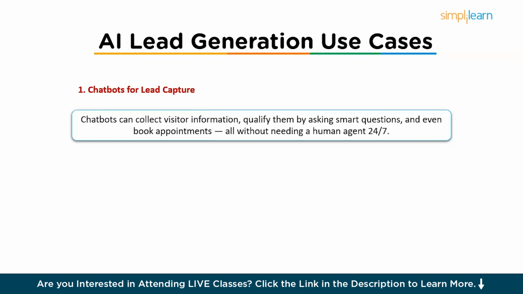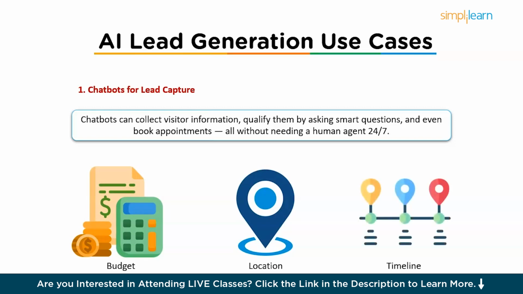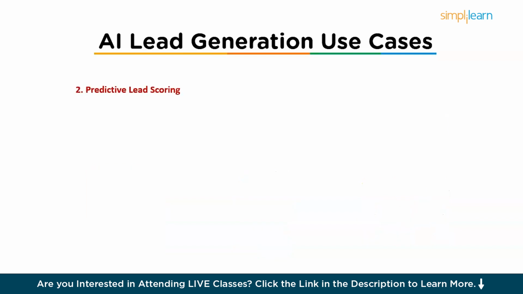For example, a real estate website uses a chatbot to ask visitors about their budget, location, and timeline, and sends hot leads directly to the sales agents. Now moving on, we'll see predictive lead scoring.